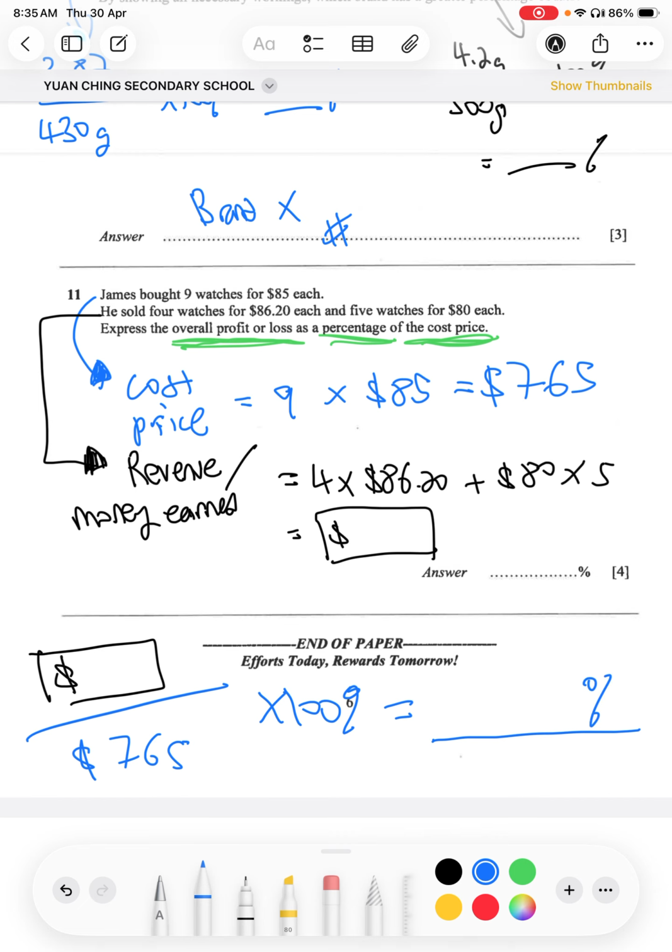Okay, for this, I believe if I'm not wrong, the answer is like negative 2 point something. So actually he makes negative 2, which means he made a loss. He lost by 2 something percent.